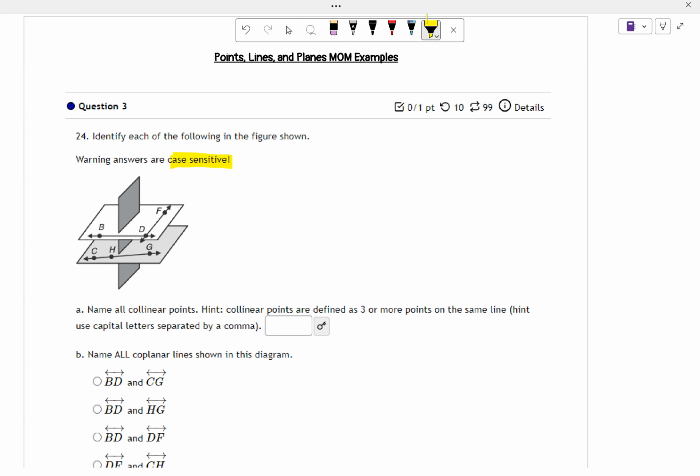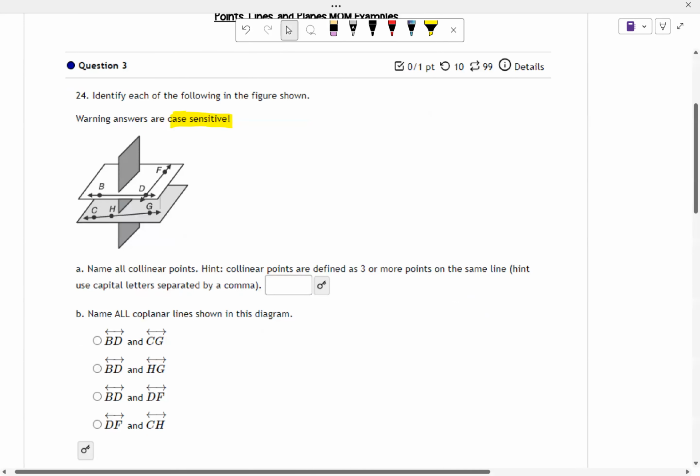And so I want to point this out right now, just before we even think about how we type things in. When we say that things are case sensitive, we want to make sure that we type in uppercase letters when we see uppercase letters or lowercase letters when we see lowercase letters. That's probably the easiest place to make a mistake where you're like, I think I got the right answer, but then you type it in lowercase instead of uppercase, and MyOpenMath will tell you that it's incorrect. And we don't want to be in that situation.